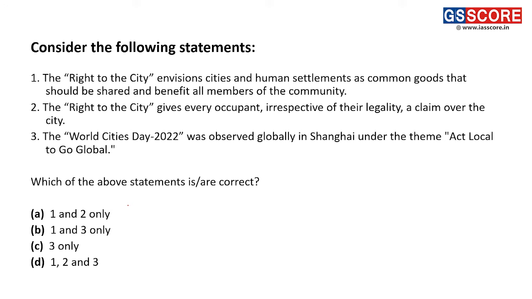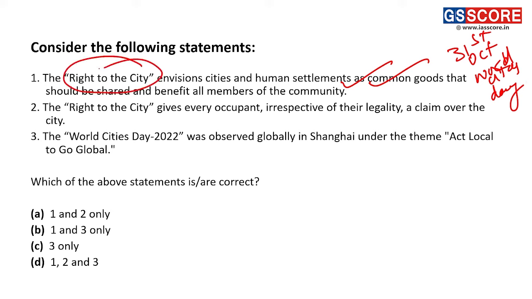The right to city envisions cities and human settlements as common goods that should be shared and benefit all the members of the community. Well, that is correct. Basically, every year, the 31st of October is celebrated as World Cities Day. And in this regard, the right to city campaign was in news. Statement 2. The right to city gives every occupant, irrespective of their legality, a claim over the city. Well, yes, that is also true. Basically, the idea is that the state within which that city is should act on the principle of social justice and provide equal opportunity and services to every resident.